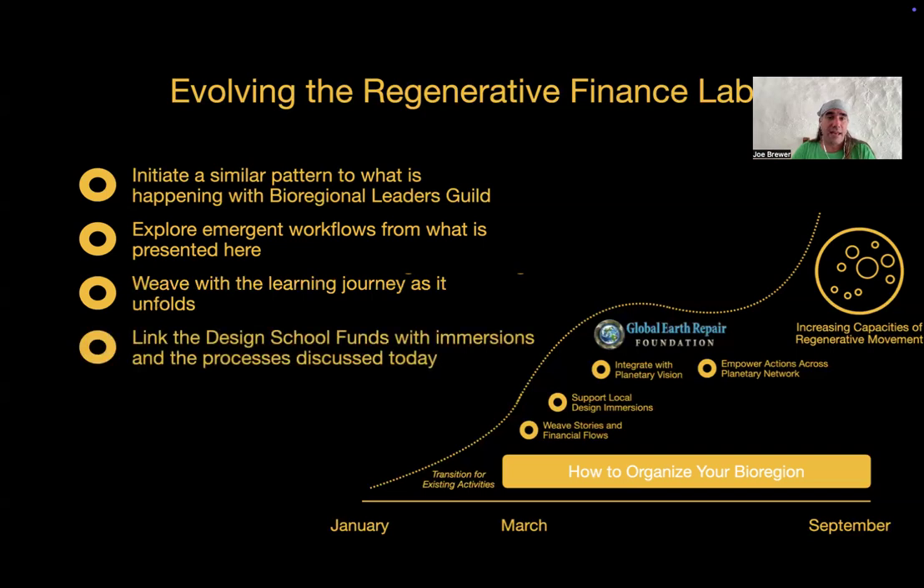And as we do that, we can link the design school funds with immersions, because one of the things that's already happening is members of the design school pay a membership due of $5 a month or $49 a year. Some people pay into a scholarship fund for other members, and some people donate money into the design school fund. And we're already using some of that money to help cover transportation costs for people in the design school to come to the Barichara immersion.